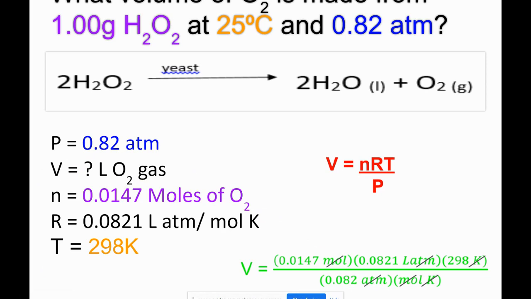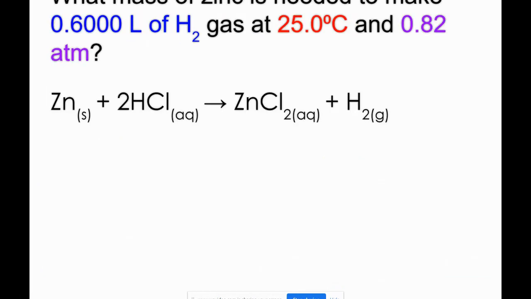Now let's take a look at the second type of stoich problem that you'll see involving the ideal gas law. And go ahead and put me on pause and jot this down into your notes. The question is asking what mass of zinc is needed to make 0.6 liters of hydrogen gas at 25 degrees Celsius and 0.82 atmospheres. Now, right off the bat, you can see with this pressure, it is not at standard temperature and pressure. It is not at STP.